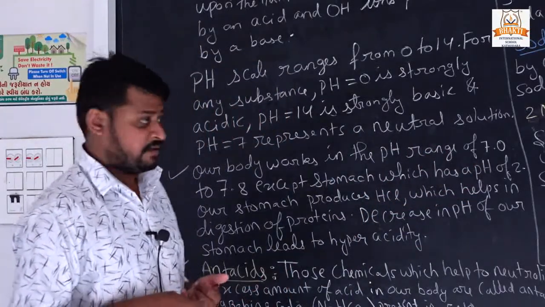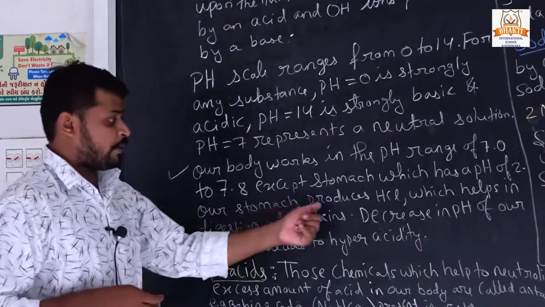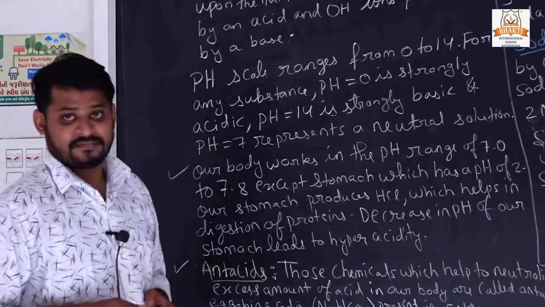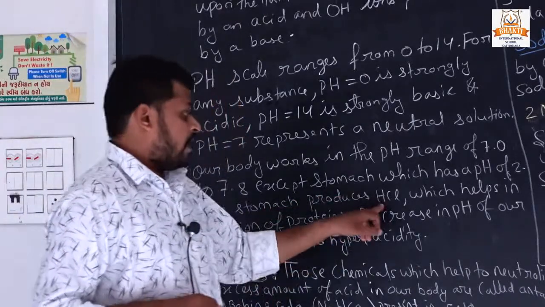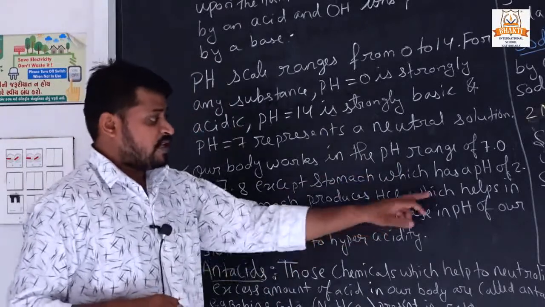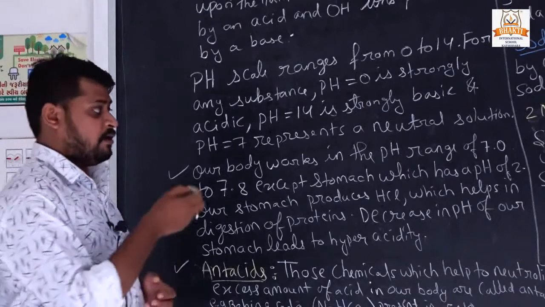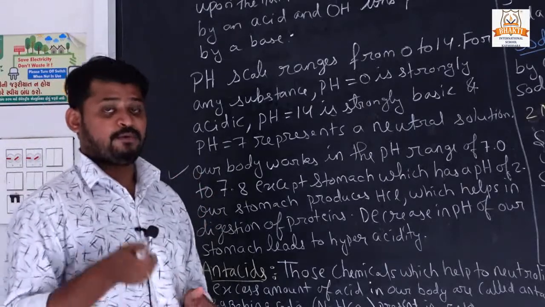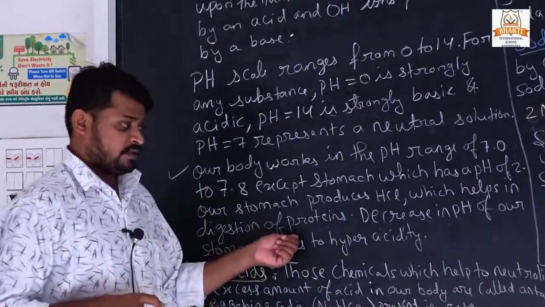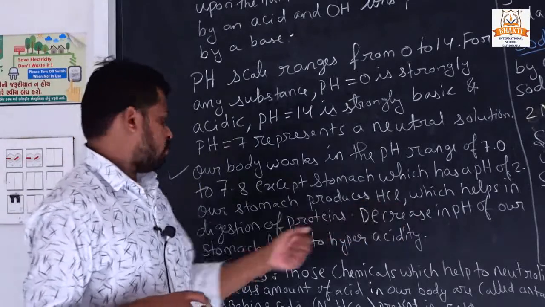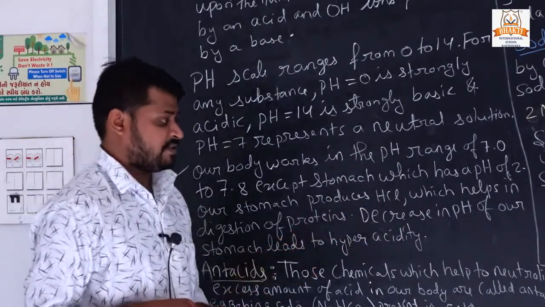So how does our stomach not burn if its pH value is 2 and it is so highly acidic? Our stomach produces HCl, and that pH value of 2 helps in the digestion of proteins. Our stomach has a pH value of 2 to digest protein. A decrease in the pH of our stomach leads to hyperacidity.